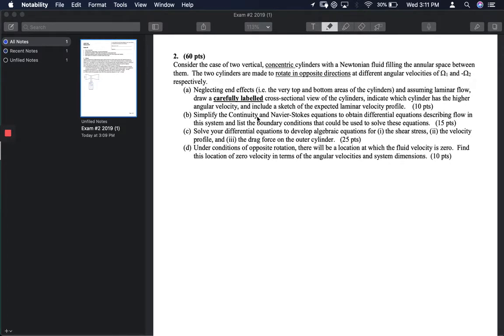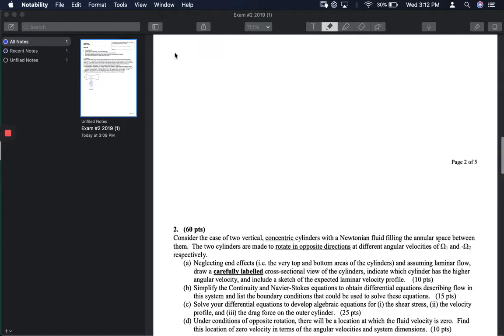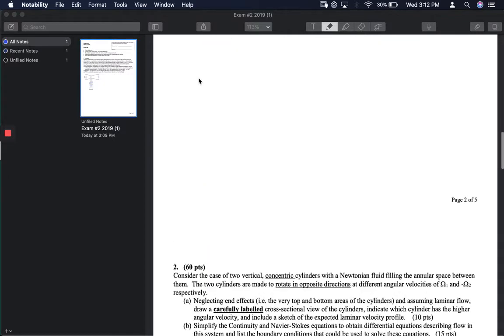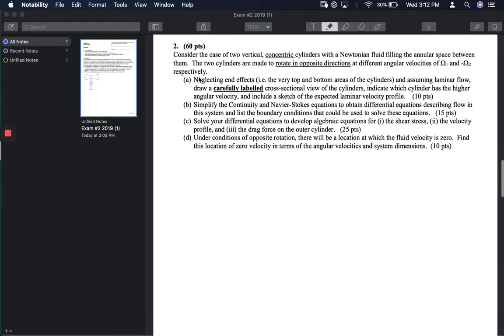I'm just going to go through a practice problem for Navier Stokes for transport phenomena 1, taught by Professor Matthews. And so, yeah, jump right into it. This is from the winter exam 2 from 2019, so this is last year's exam. And we'll just jump right in.